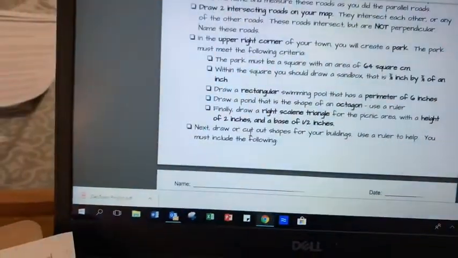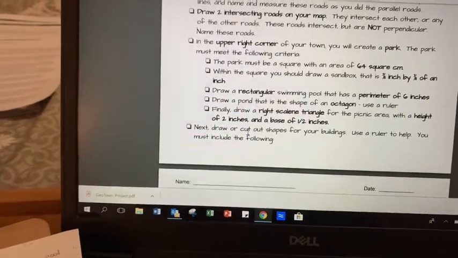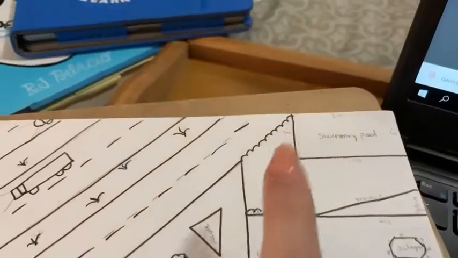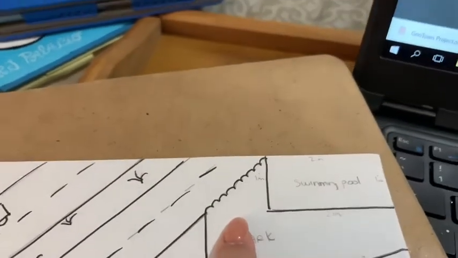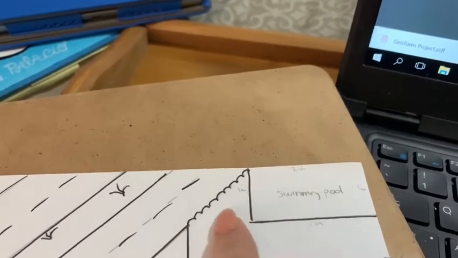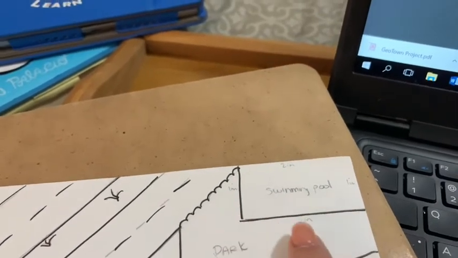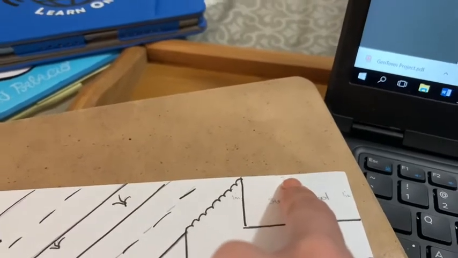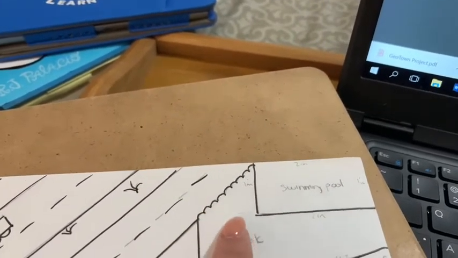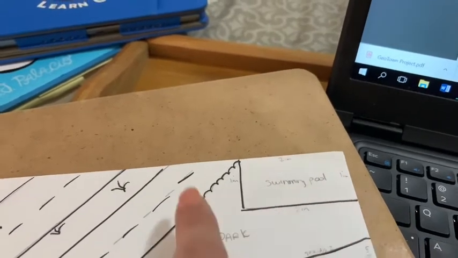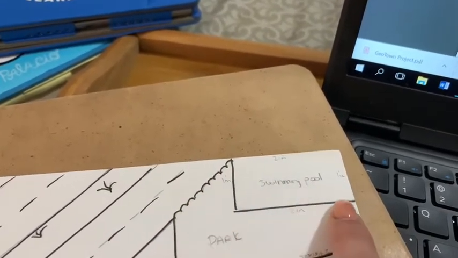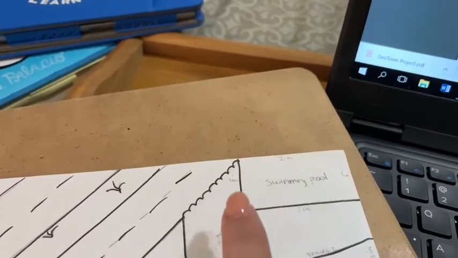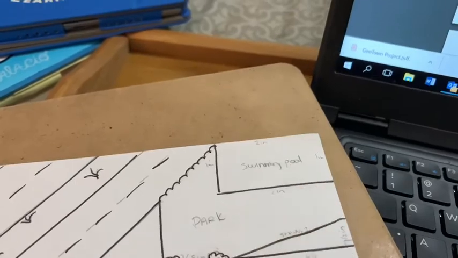And you will also need to draw a rectangular swimming pool that has a perimeter of 6 inches. Swimming pool is right here, and the perimeter, you're adding all your sides up. So you can see that on this side I have 2 inches, and the same measurement should be above, and that's 2 inches. On the other sides that are parallel to one another, they're measured at 1 inch. So I will need to add 1 plus 1 plus 2 plus 1, and that will equal a total perimeter of 6 inches.